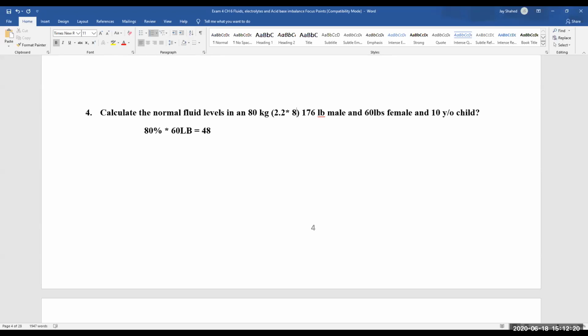Oh no, that's 80. Okay. That's kilogram. This is fine. This stays the same. But for the male, he's an adult. The question is bad here. So calculate 176-pound male, 60-pound female, and a 10-year-old child. Oh, okay. Which we had to guess the average weight of a 10-year-old child. All right. Okay.